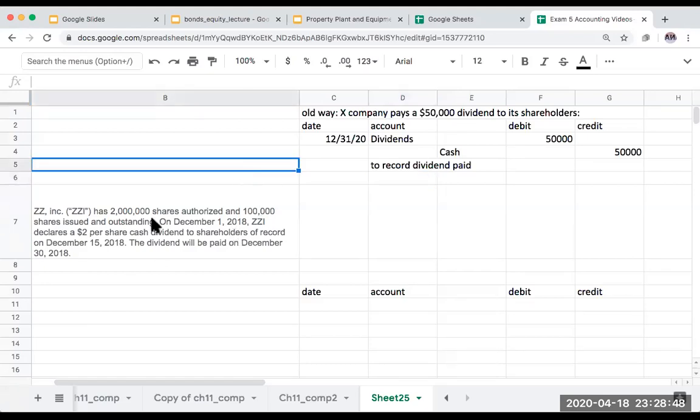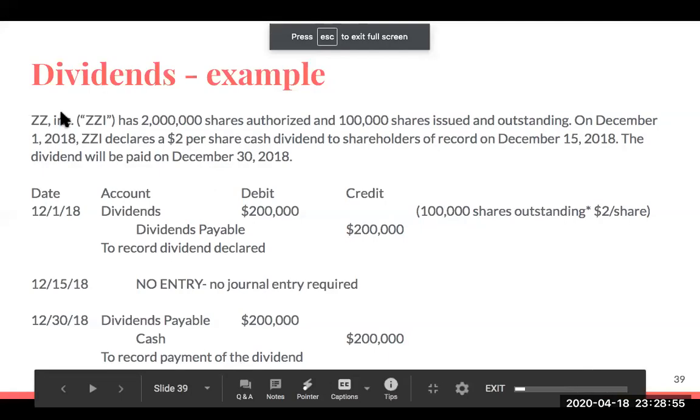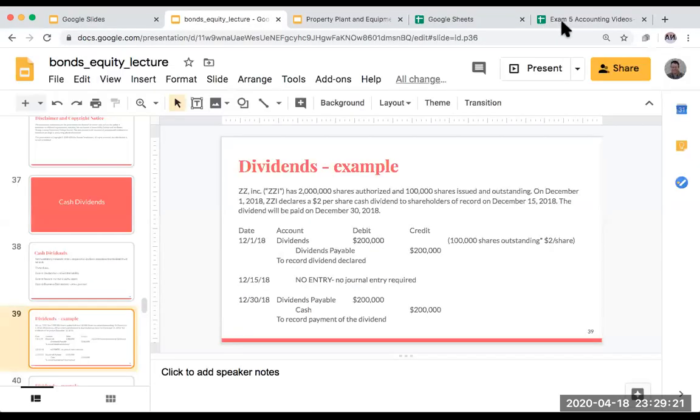So right over here, going back to our example, we've got ZZI has 2 million shares authorized and 100,000 shares issued and outstanding. On December 1st, the company declares a $2 per share cash dividend to shareholders of record as of December 15th, 2018. The dividend will be paid on December 30th. The key thing here is this amount. Let's go through it and look at this.